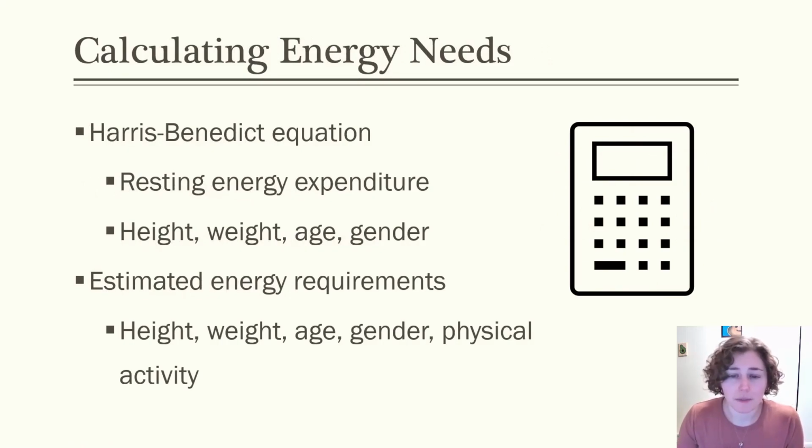Calorie needs can be determined by a few equations, one of which is the Harris-Benedict equation. This equation calculates resting energy expenditure, which is the estimated calorie needs during an inactive period. This does take into consideration gender, weight, height, and age. The estimated energy requirements are based on formulas by the Food and Nutrition Board, and they take into consideration gender, height, weight, and physical activity level.